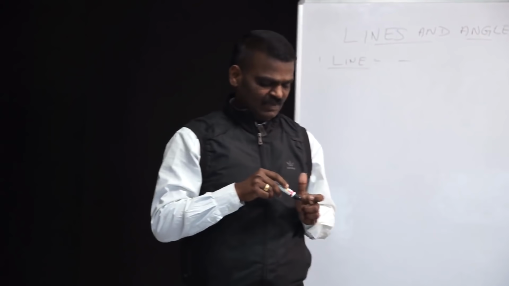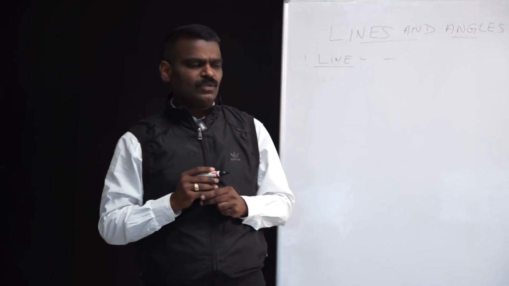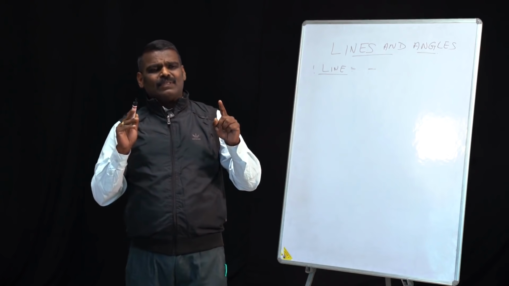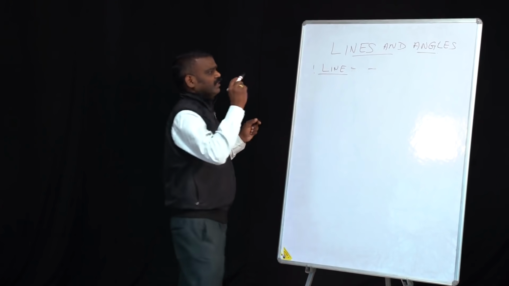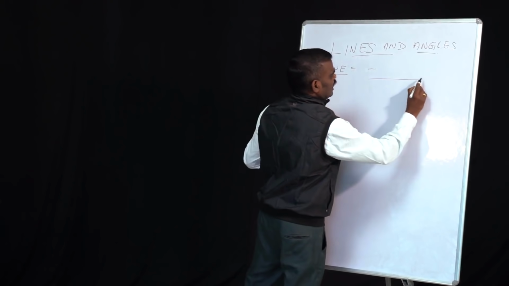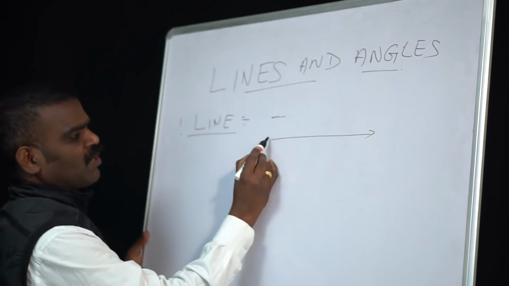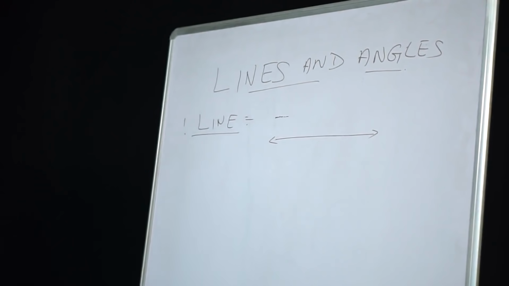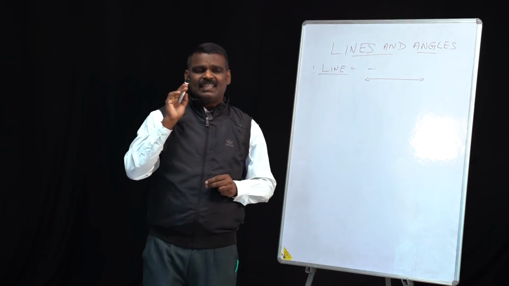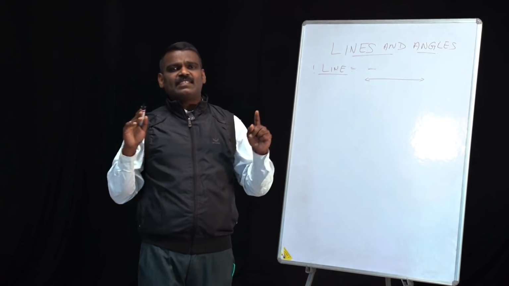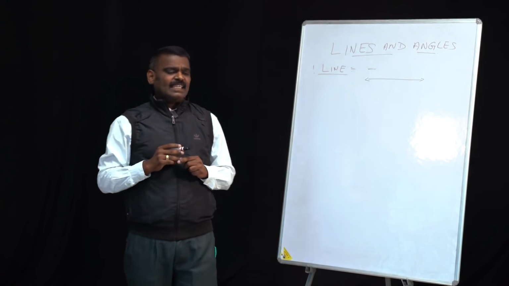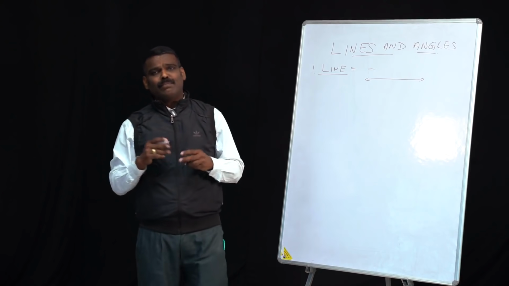In other words, line is a straight path that is endless in both the directions. Straight path, endless. So we put arrow mark. Meaning of arrow mark, it goes non-stop. Line is a straight path that is endless in both directions. It has a length but no breadth.